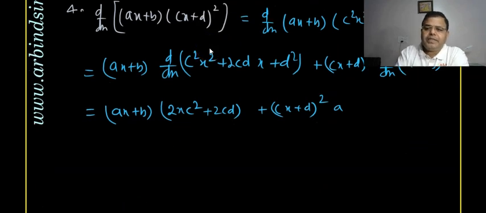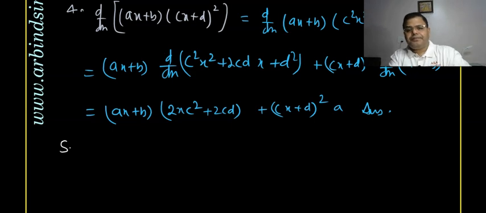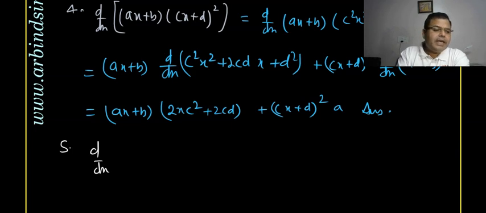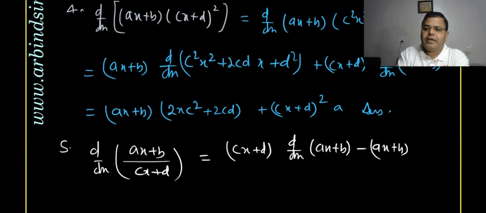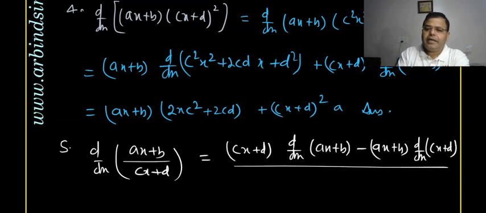Basically you can simplify them, but no extra marks will be given for the simplification. Now question number 5: d by dx of (ax plus b) upon (cx plus d). We can apply the quotient rule here, and that will be (cx plus d) into d by dx of (ax plus b), minus (ax plus b) into d by dx of (cx plus d), and whole divided by (cx plus d) whole square.